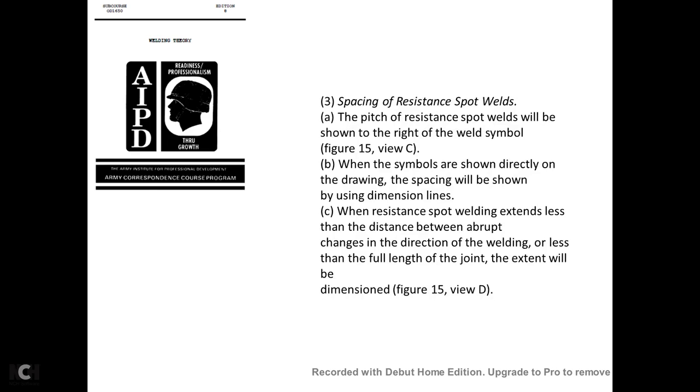3. Spacing of the resistance spot welds. The pitch of the resistance spot welds will be shown on the right of the welding symbol. B. When the symbols are shown directly on the drawing, the spacing will also be shown using dimension lines. When the resistance spot welding extends less than the distance between abrupt changes of direction of welding, or less than the full length of the joint, the extent will be dimensioned.